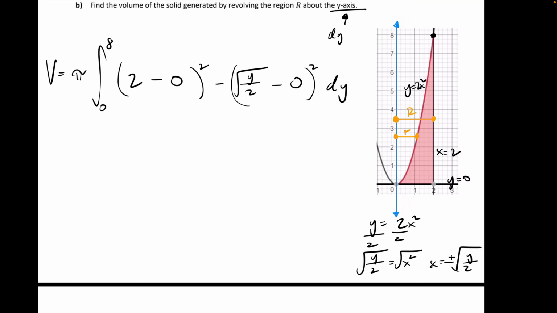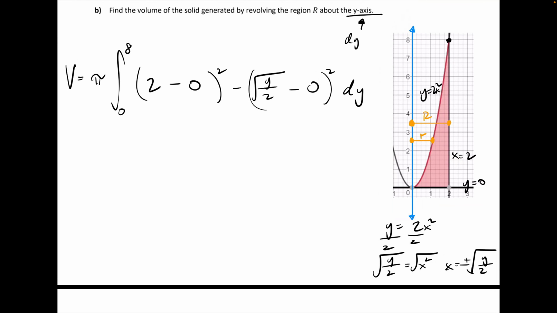Bounds go from top to bottom. So the top, you can verify using your calculator because they tell you. You could put in your calculator, where do y equals 2x squared and x equals 2 cross, and it's at 2, 8. And then 0, the x-axis, 0 to 8. And when you put that in your calculator, you should get 50.265.